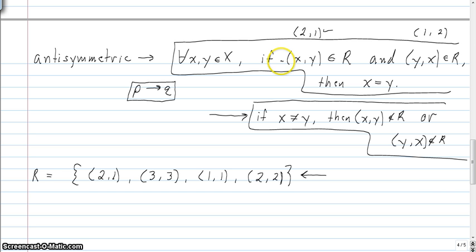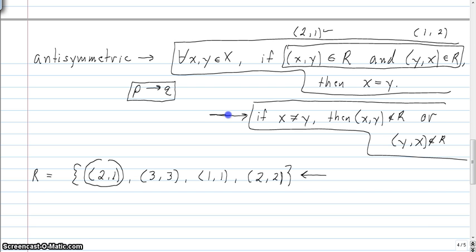If we look at our if part, I've got an element here where (x, y) is in the relation, but (y, x) is not in the relation. That means the if part of my definition is false, and if the if part is false, then the if-then statement is true by default. So this if-then statement is true, which means this relation is antisymmetric.